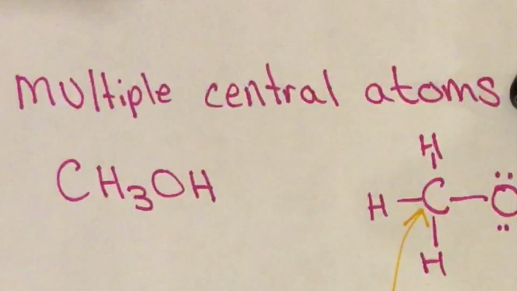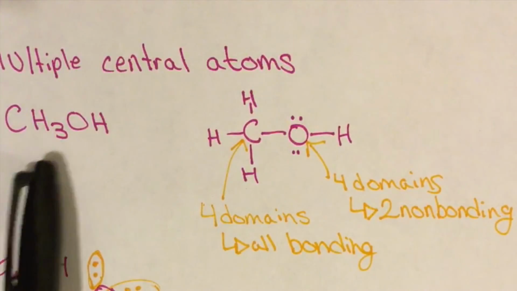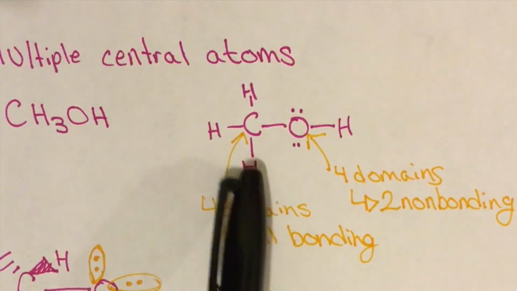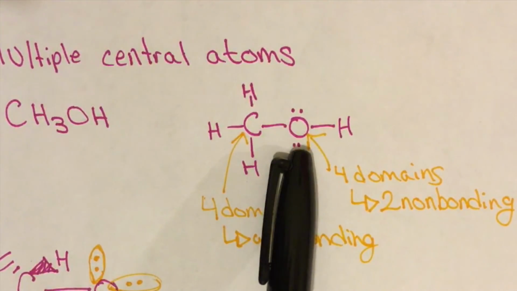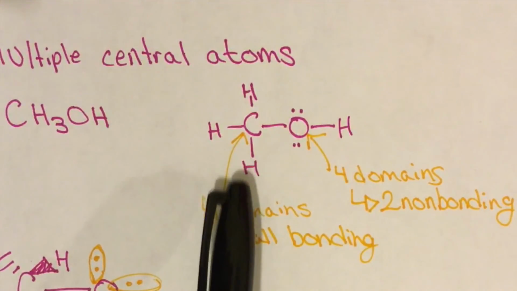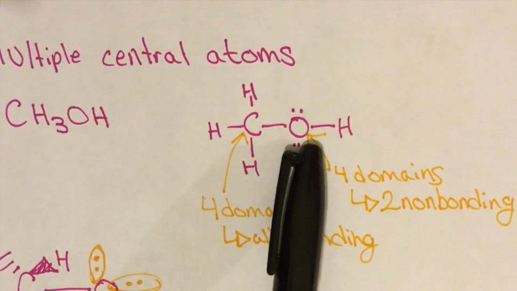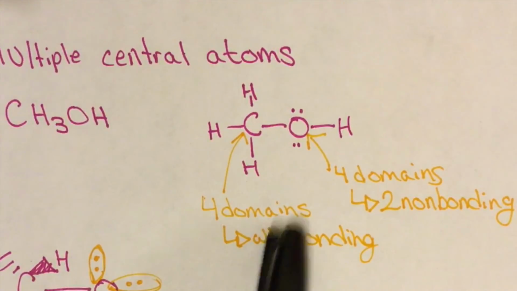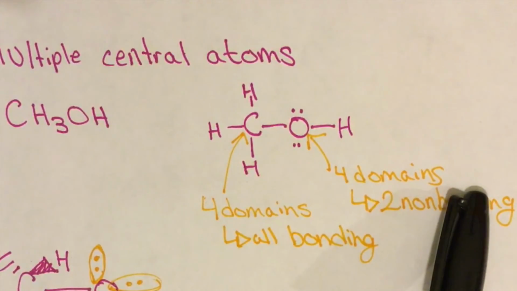Lastly, we are going to talk about multiple central atoms. Sometimes you'll run into molecules that are larger than 4 or 6 atoms, in which case you're going to have multiple central atoms. So I'm going to talk about this example here, which is methanol. Methanol is going to have carbon bonded to oxygen, and then the hydrogens placed around the outside. So what you can see here is we actually have 2 central atoms. The carbon has 4 domains around it, and the oxygen has 4 domains around it.